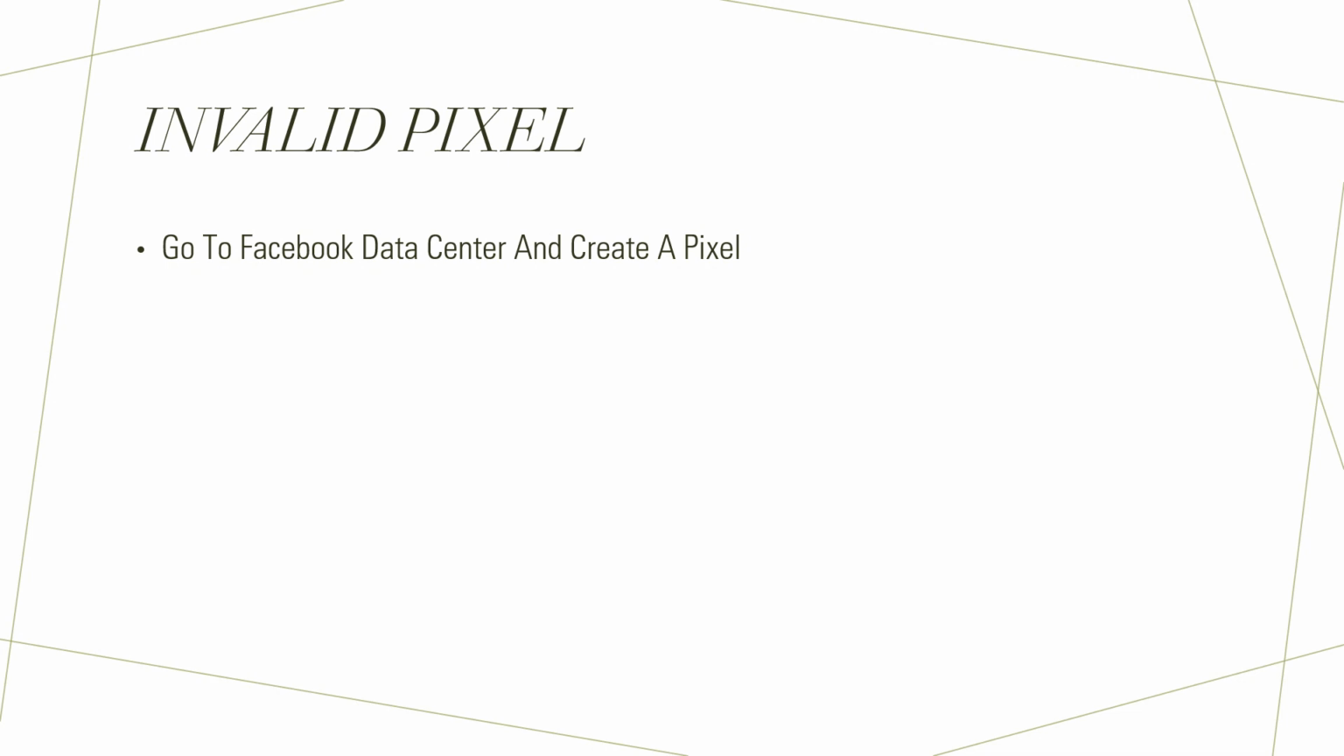So if that process has not been completed, if you are running your ads to a landing page, you will get an invalid pixel error, and that's because the pixel has not been set up yet. You'll need to go to the Facebook data center inside of the Facebook Business Manager, create the pixel, verify the domain, and make sure that you have your events set up, and then you won't have that error anymore.